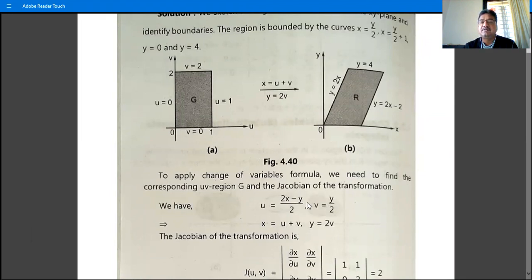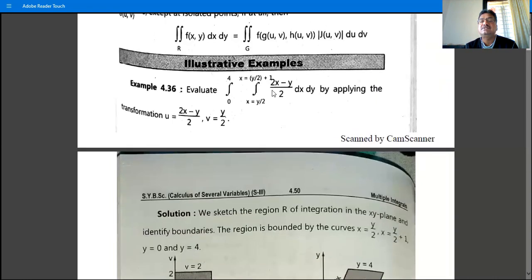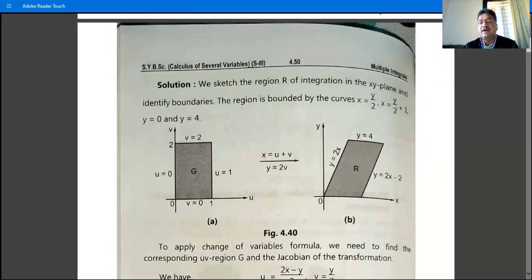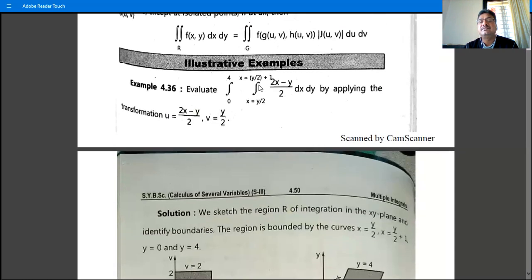So solving this for x and y, we get x is u plus v and y is 2v. So solving these two, we have x and y. So x is u plus v, y is 2v. So we have to convert this x and y. So in this integrand, that is this function, just replace x by u plus v and y by 2v in this function.